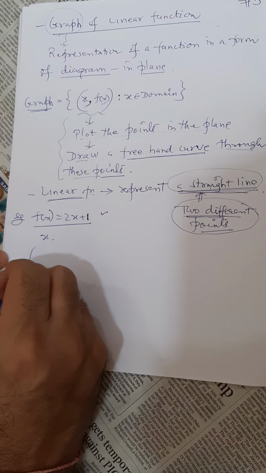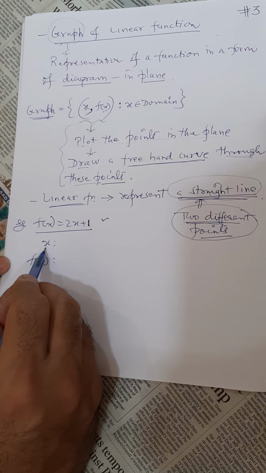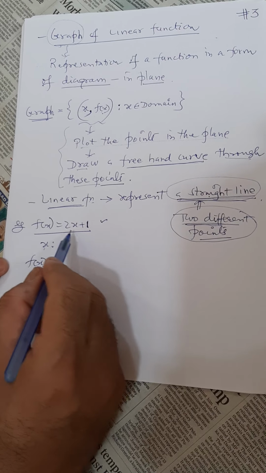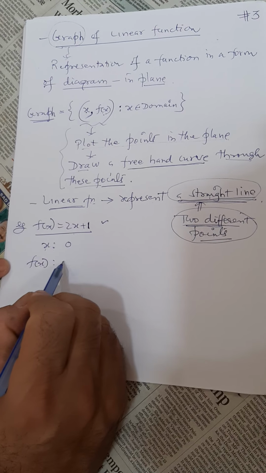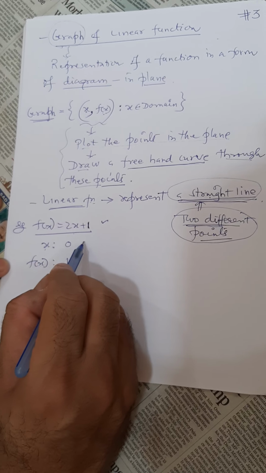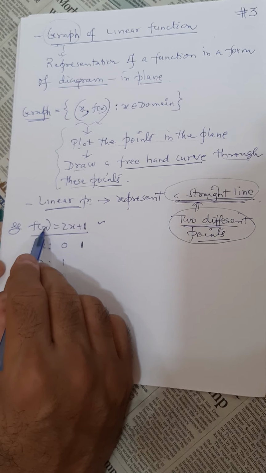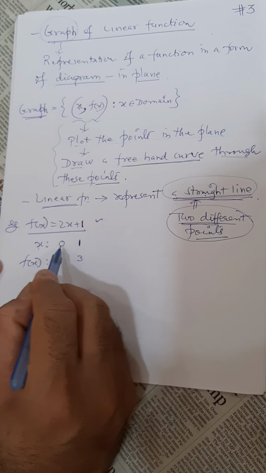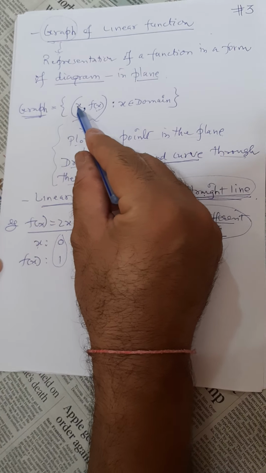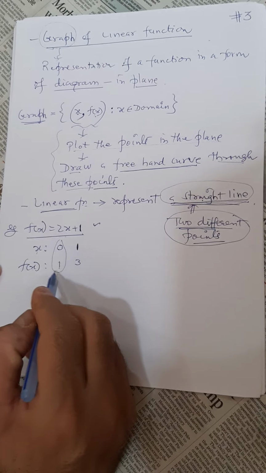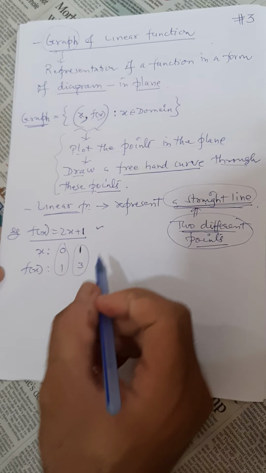So usually we prepare such a table, x and f(x). x you can choose any number of your choice from the domain. Your domain is always R. Suppose I have chosen 0, put here, so f of 0 will be 1. Next I'll take 1. You can take 2, 3, anything you wish. Suppose I have taken 1, so f of 1 will be 3. So you have two ordered pairs: 0 comma f of 0, that is 0 comma 1. The other ordered pair is 1 comma 3, 1 and f of 1, which is 3.